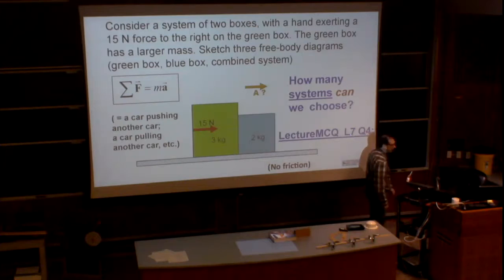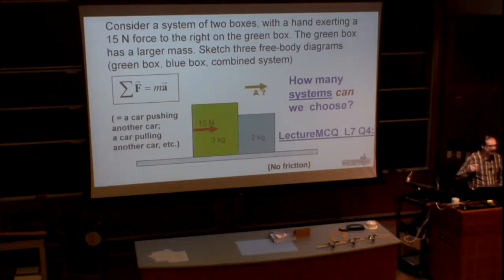Now, before we technically answer this question, we should answer a different question. What is a system? We use this word again and again and again, but what does it mean? What do you think? The system is an object here. What else? Which object in this situation? Green? Blue? What do you think? What is a system?